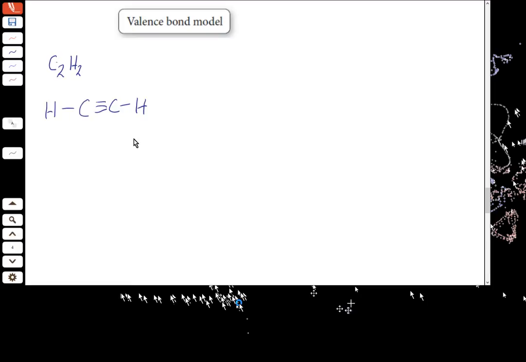Linear geometry and sp hybridization. Yep. So each of these carbons is going to have linear geometry and sp hybridization. That means that they will have 2 hybrid orbitals that will be responsible for the sigma bonds connecting the 2 carbons and the carbons to the hydrogens. And then there will be unhybridized p orbitals sticking out from the carbon in 2 different directions. And those will be the pi bonds that give rise to the double and triple parts of the bond.